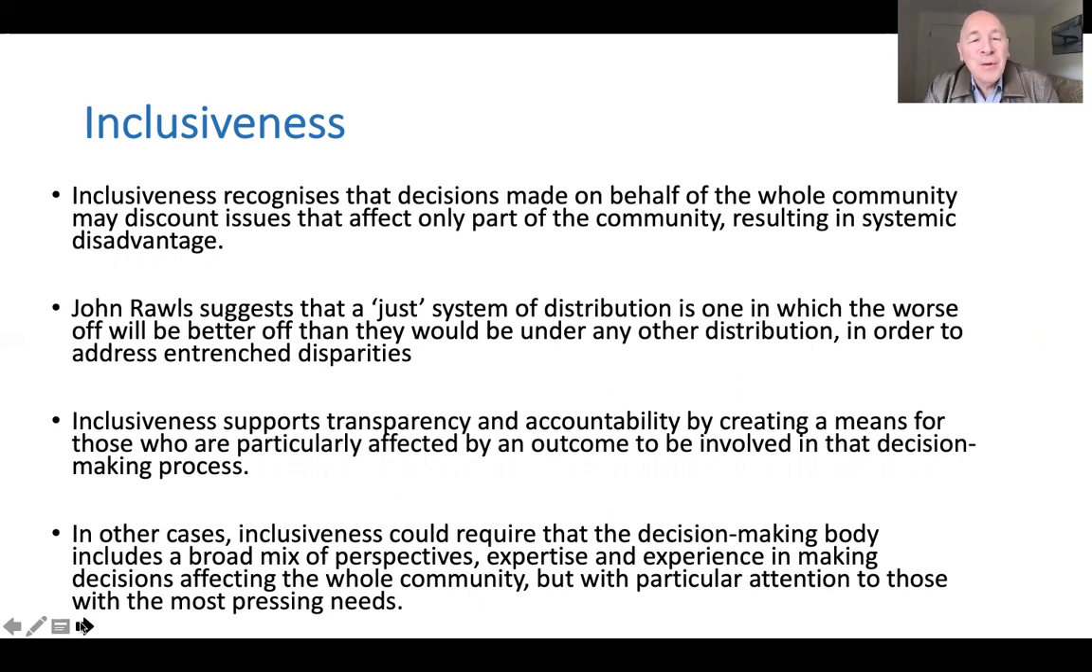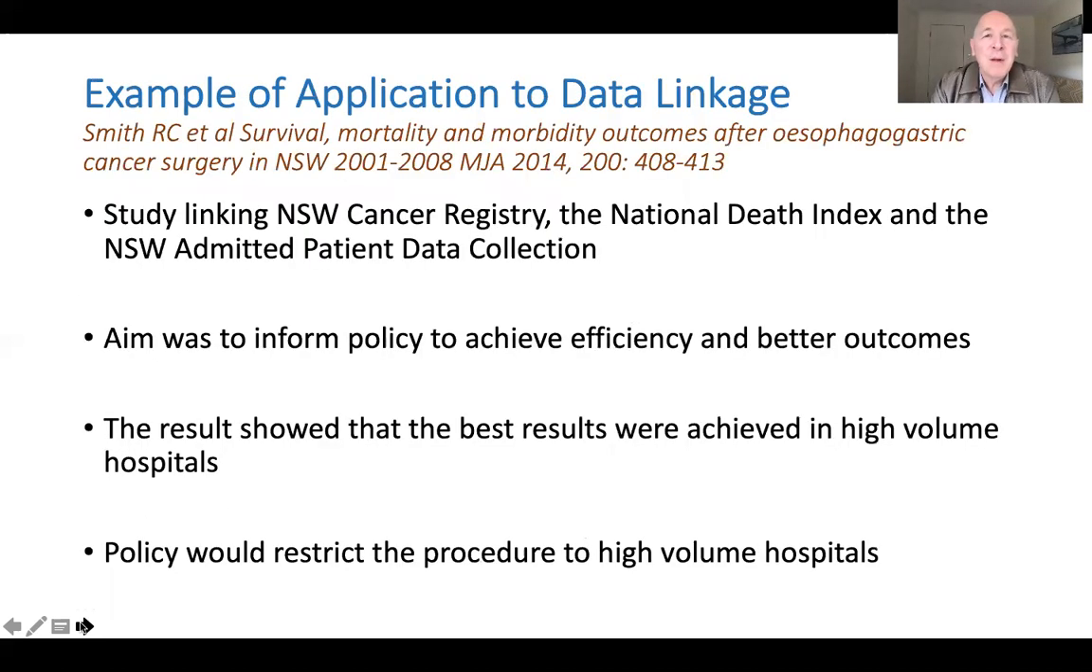So inclusiveness in decisions about data linkage would support transparency and accountability by creating a means for those who are going to be affected by the outcome to be involved in that decision-making process. It doesn't necessarily mean that they'll influence the process, but the decision-making body must have a broad mix of perspectives, expertise and experience when the whole community are affected. But of course, that must include those with the most pressing needs.